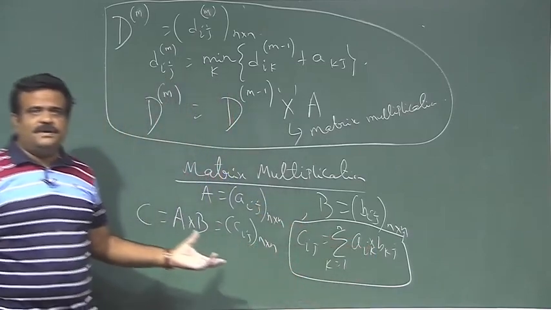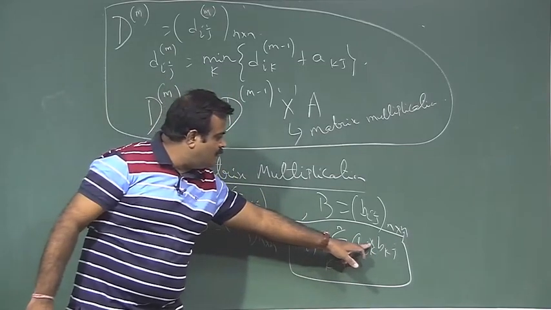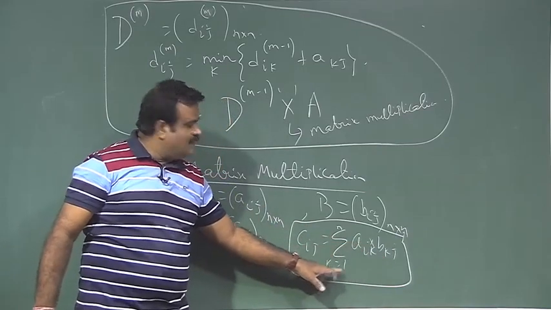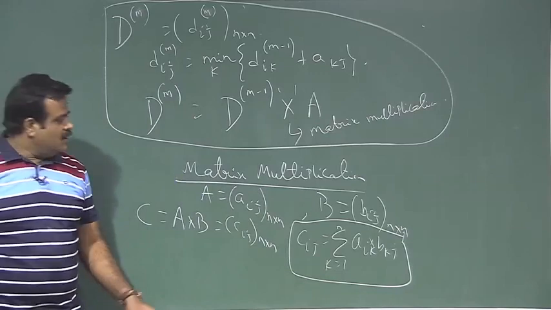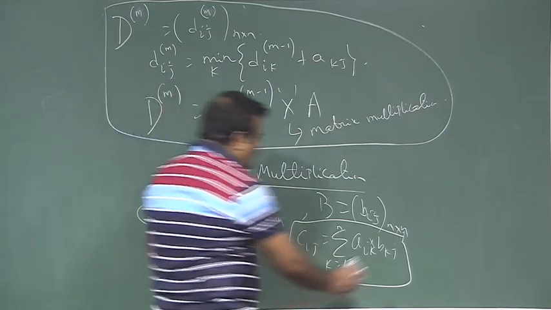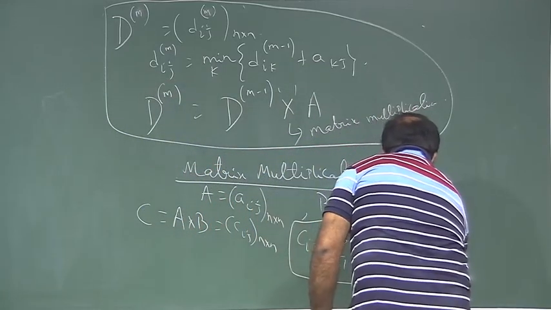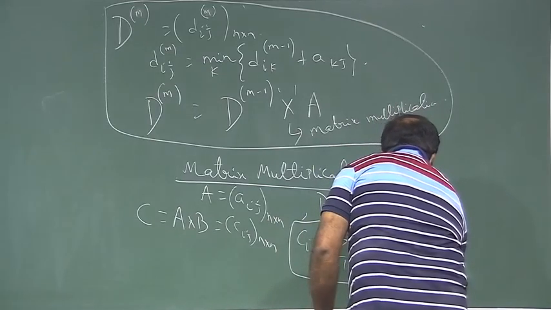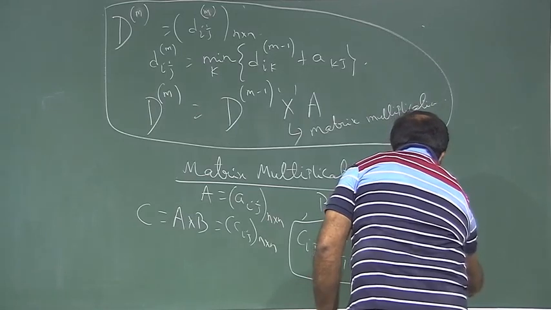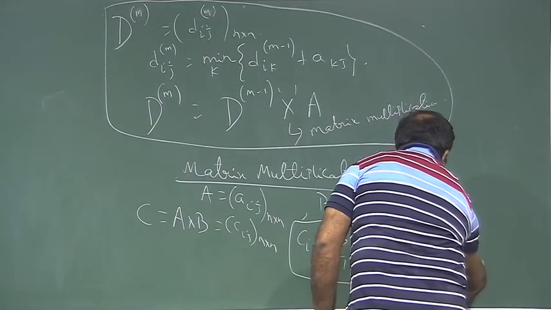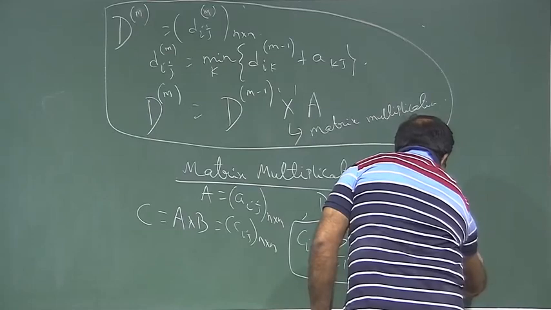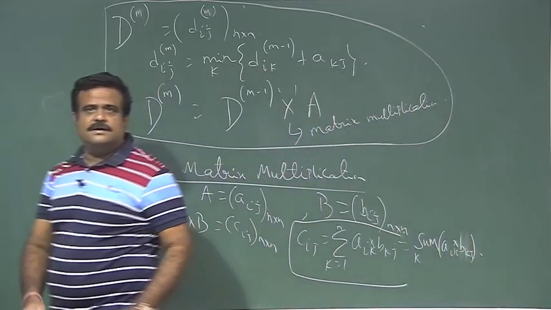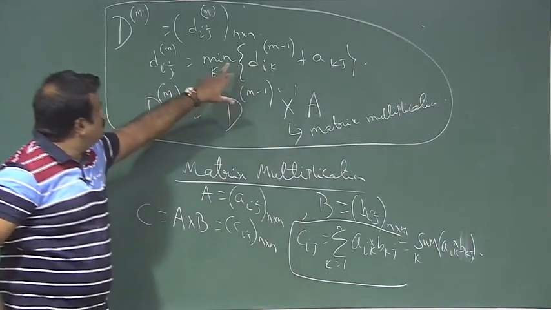This into is the real number multiplication, the product of two real numbers, and this is the real number sum. So, we can write this as the sum over k of Aik into Bkj. Now, can we relate this expression with the earlier expression?